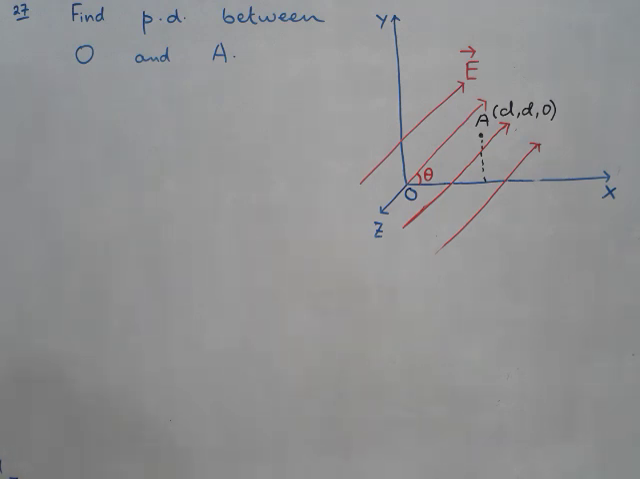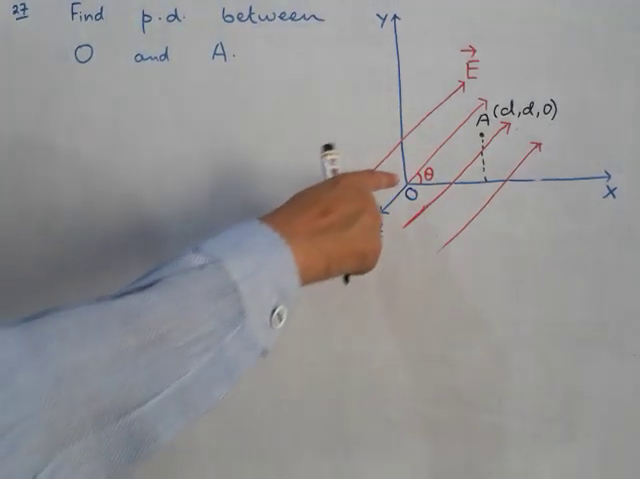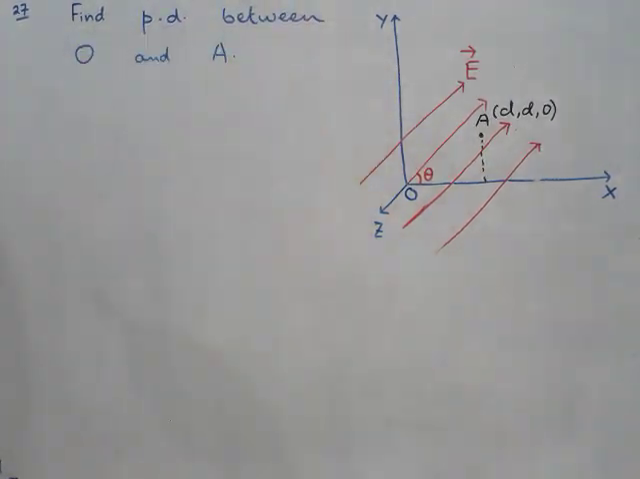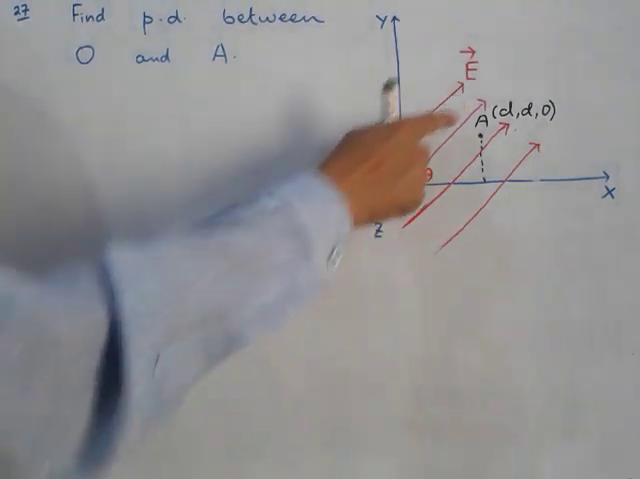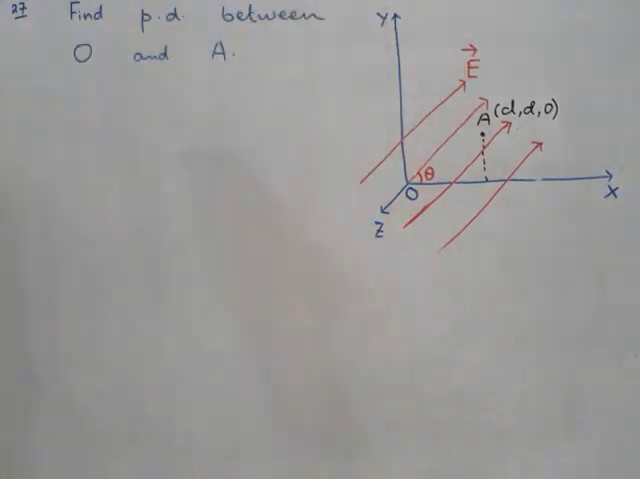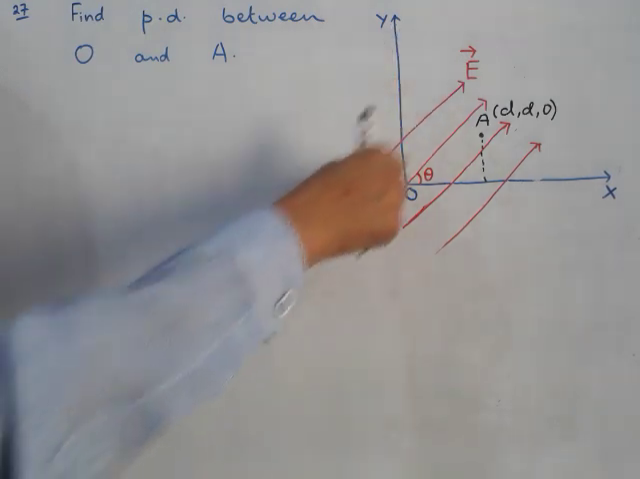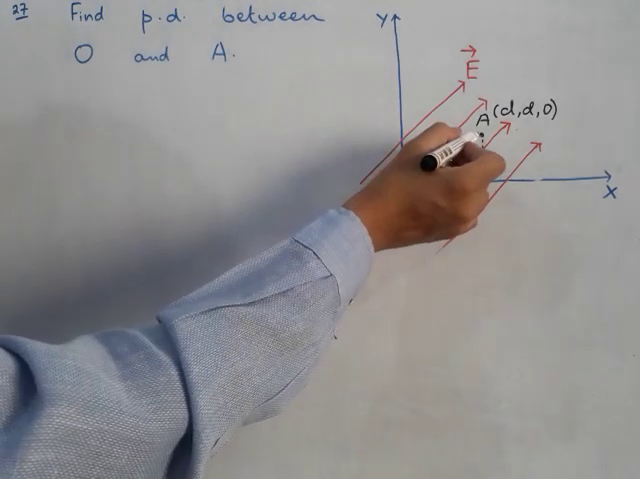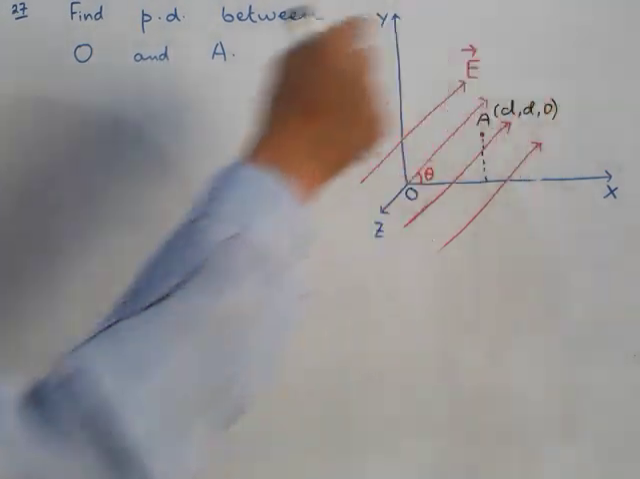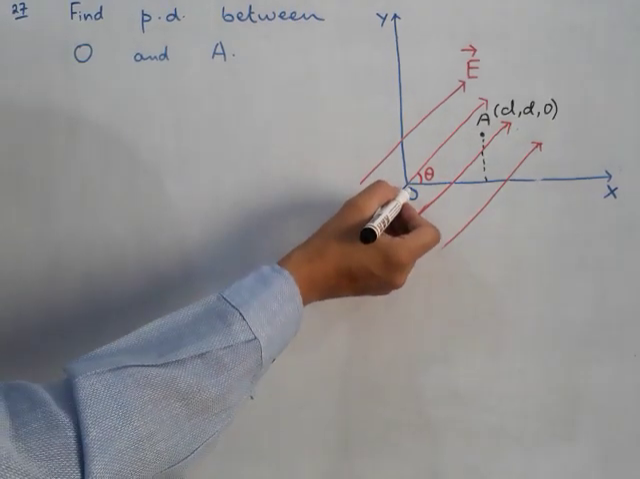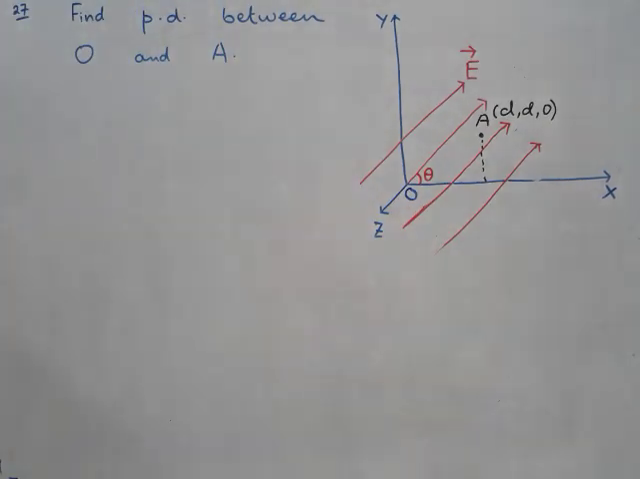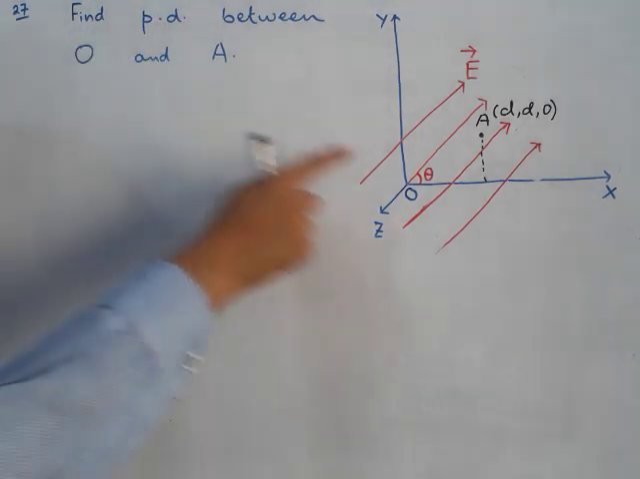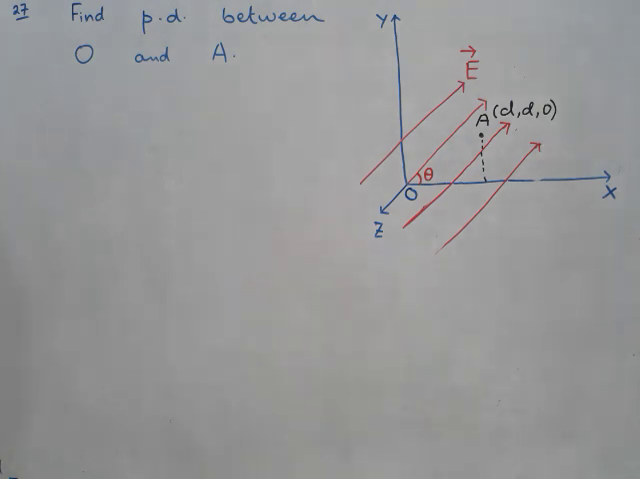Here is our first question. In this figure, we have the coordinate axes x, y and z. In red arrows, we represent a uniform electric field. How do we know it is uniform? Because the arrows are uniformly spaced and they are parallel. There is a point A whose coordinates are d, d and 0, and there is point O, the origin itself, whose coordinates are 0, 0, 0. You have to find the potential difference between these 2 points O and A.